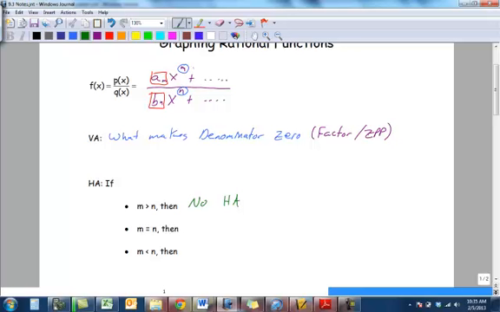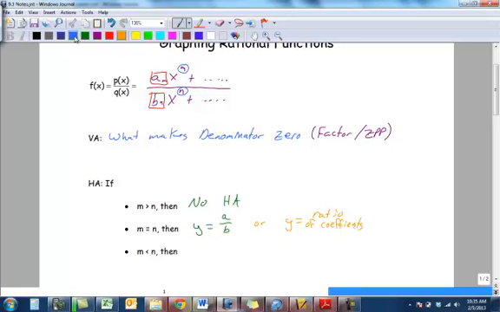The other scenario is where m is equal to n. We've seen this. If m is equal to n, then y is equal to a divided by b, or in other words, y is equal to the ratio of coefficients. We've seen this the past couple of days. We've seen examples of those. It's the ratio of leading coefficients.